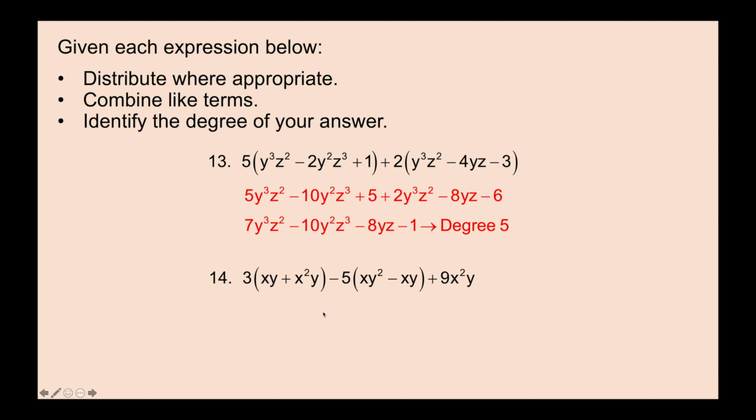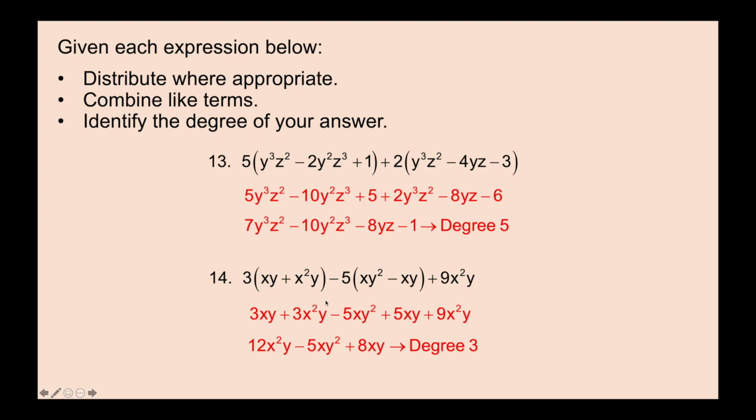And then for 13, again, we're going to start by distributing. Here, distributing the 3, then distributing the negative 5, and we end up with this expression. From here, I've got x and y, so alphabetically, I'm going to start with the x's. So I'm looking for x squared, and this one has x squared y, and then I also have an x squared y right here. As I combine those, I'm going to get 12x squared y, so these two are out.